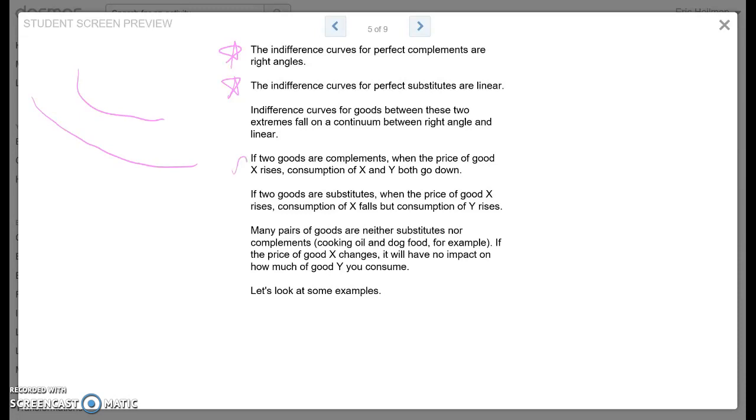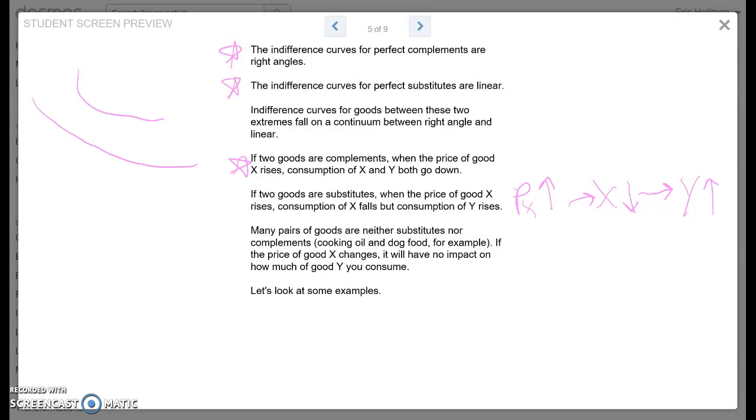So this is the rule we talked about, the definition of complements. If two goods are complements, when the price of good X rises, the consumption of both X and Y go down. If two goods are substitutes, then when the price of good X rises, your consumption of good X will go down. But because you can substitute good Y for good X, when X becomes more expensive, you're going to buy more of good Y to substitute for it.